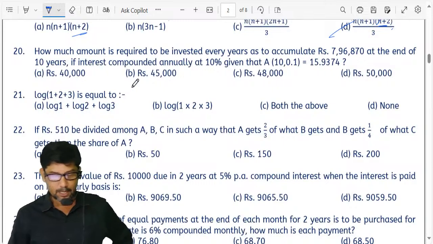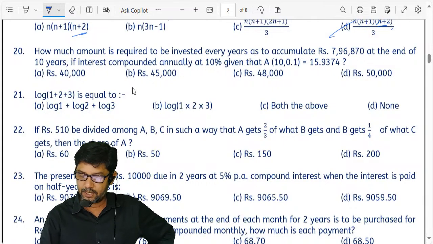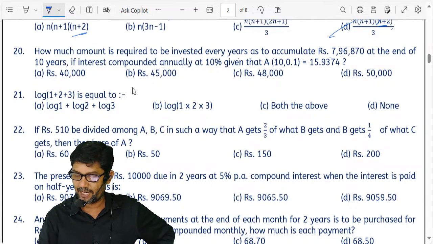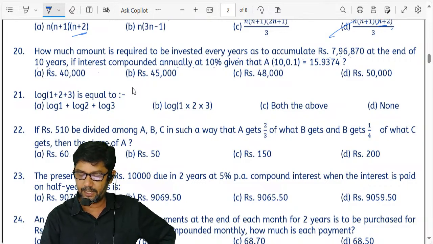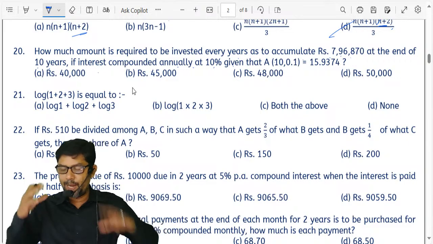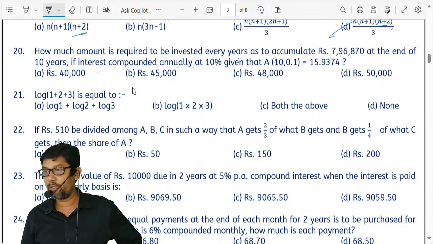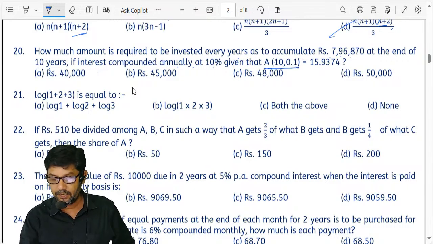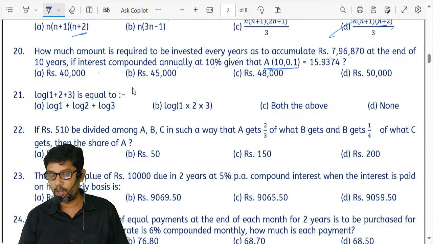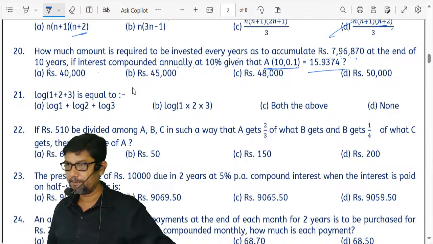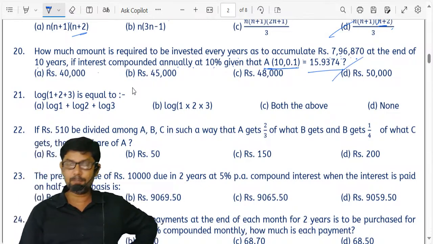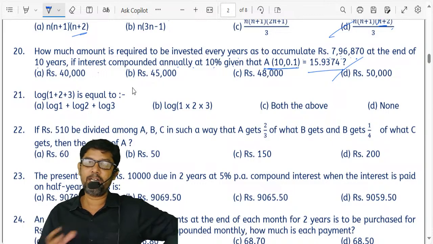Next step. How much amount is required to be invested every year so as to accumulate 7,96,870 at the end of 10 years, if interest is compounded annually at 10%? Very simple question. Now we need to find out the annuity. This value is given to you. Simply what to be done? Divide 7,96,870 by 15.9374. What are you getting? 50,000. Very simple answer.